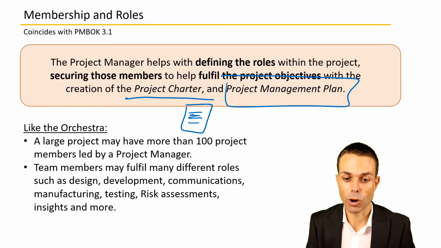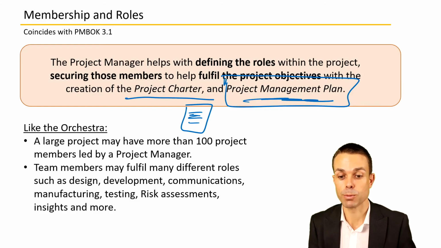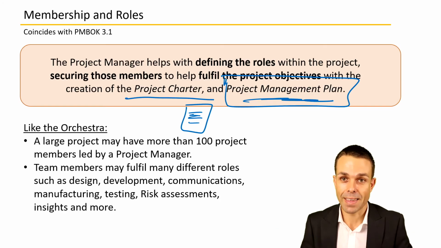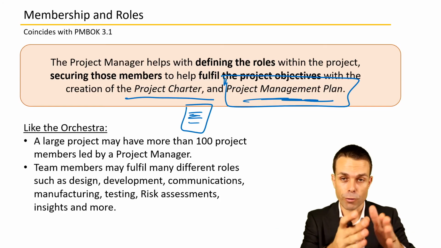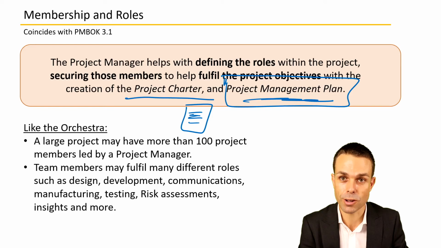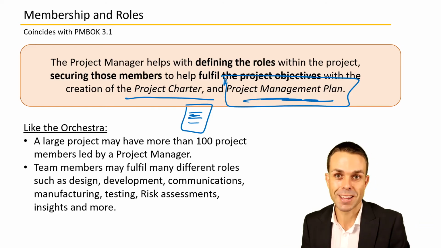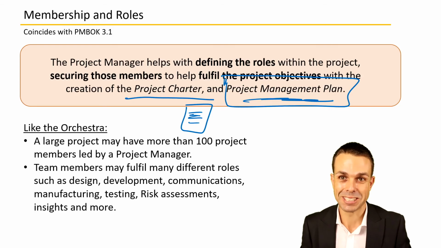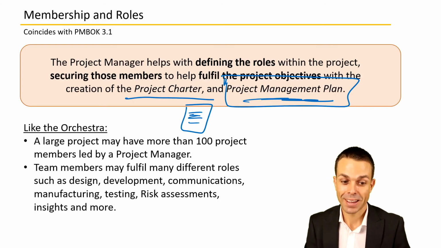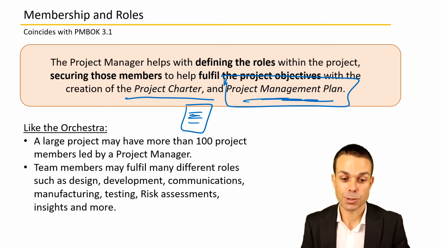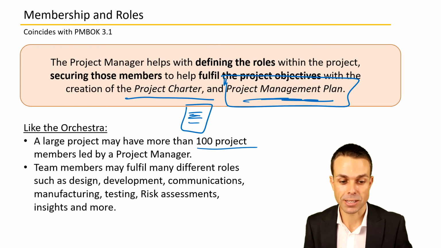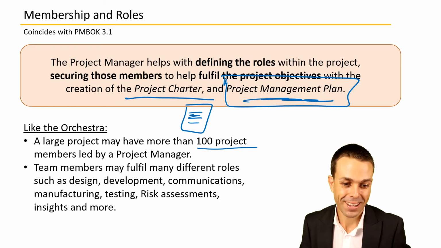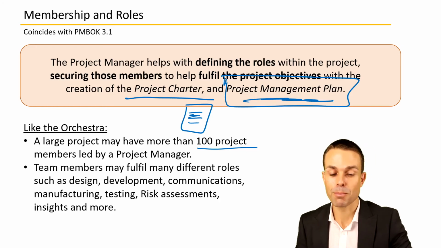Then we actually run the project through the project management plan, and this is the big meaty document with all of the stuff in it, and that gets baselined, so a snapshot of a moment in time, and then it gets adjusted as it goes along. Maybe it's going better, maybe it's going worse, and we need to adjust that and see how things are going. Like the orchestra, a large project might have more than 100 project team members, and it's all led by the project manager. They need to coordinate that.